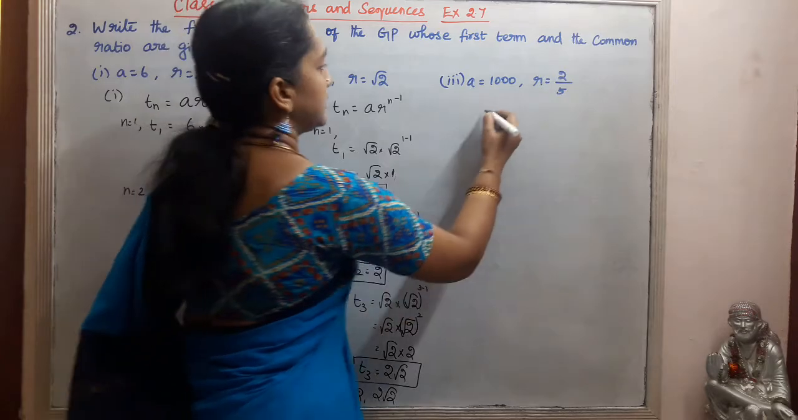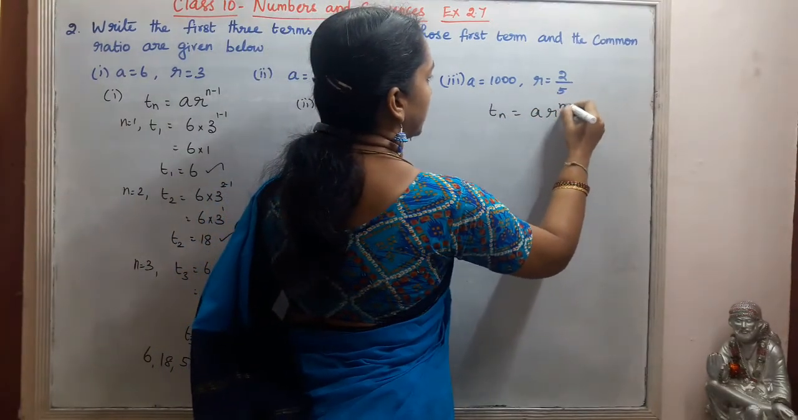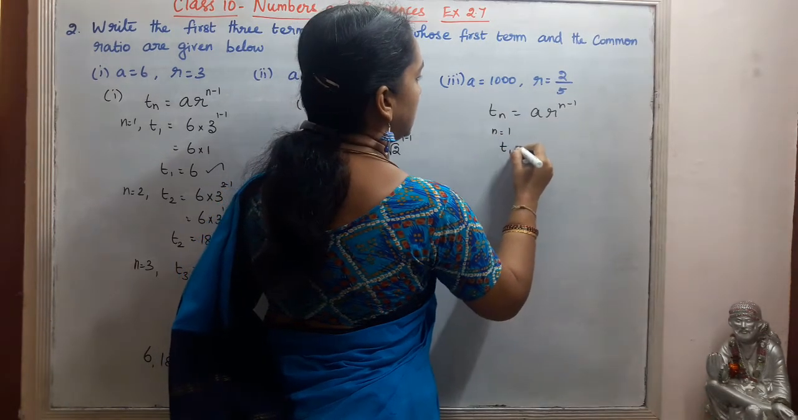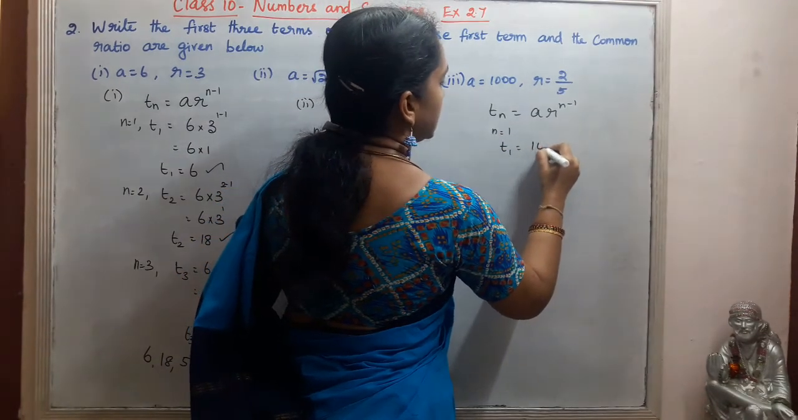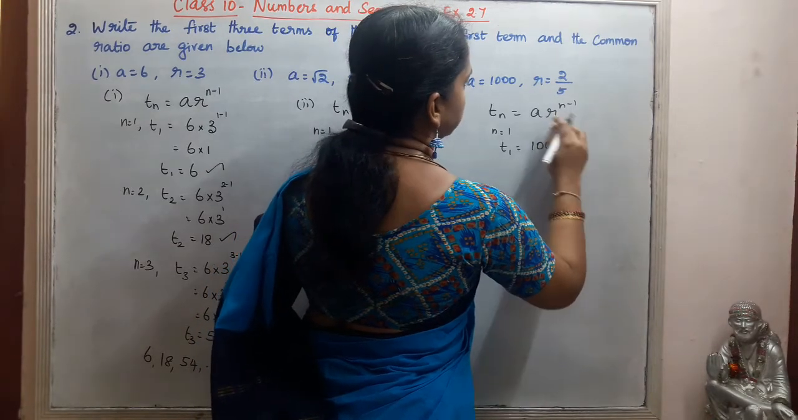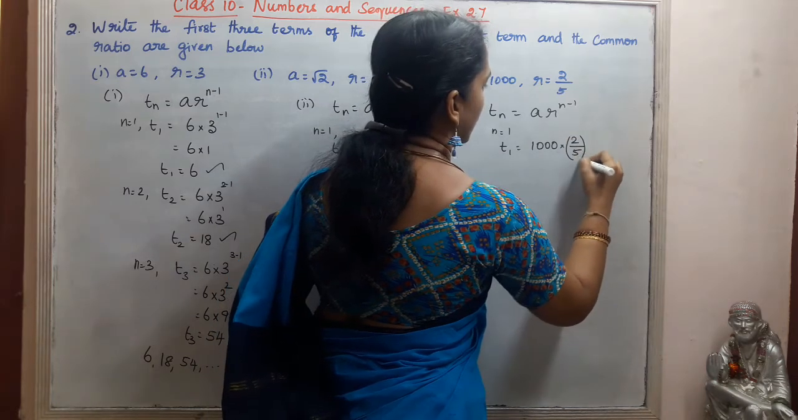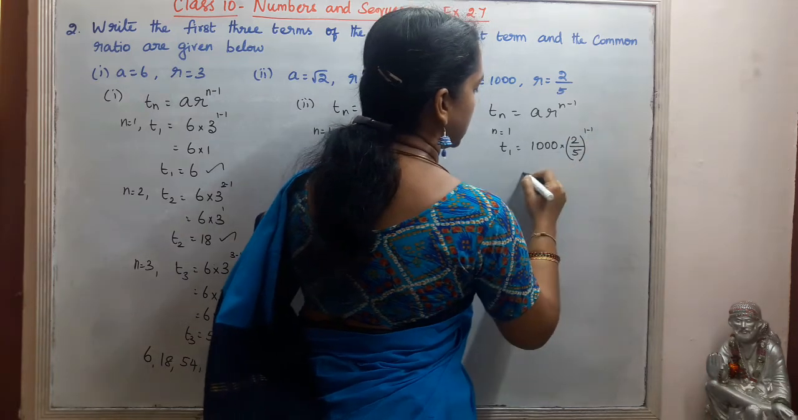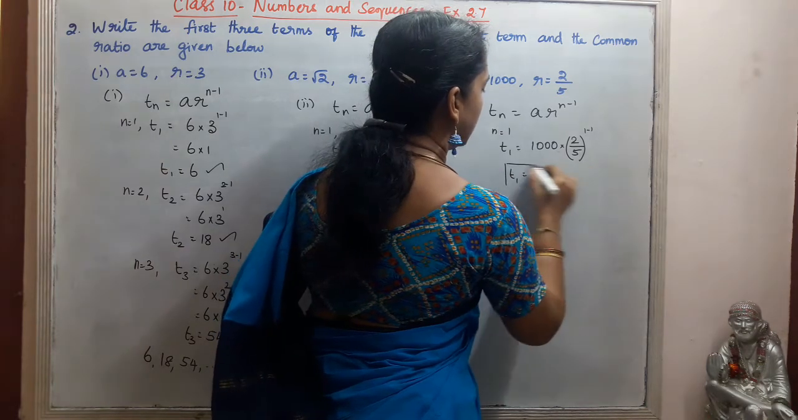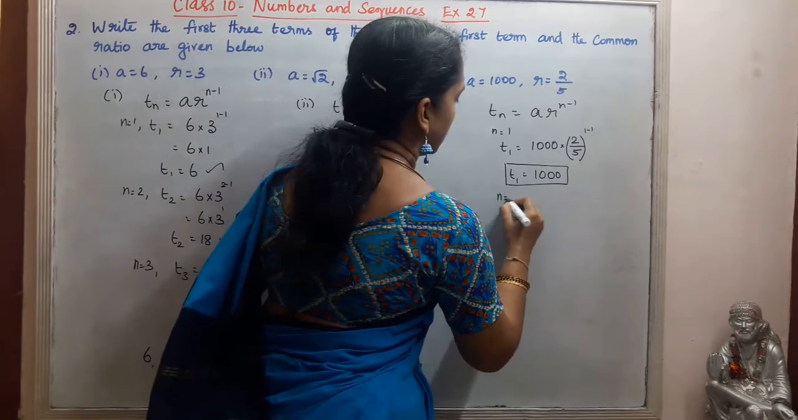Okay. Then the third sum. Tn is equal to A into R power n minus 1. So n is equal to 1 first. So T1 is equal to A is 1000 into R power, R is 2 by 5, 2 by 5 whole power 1 minus 1, 0 we will get. So T1 is equal to 1000. First term is 1000.